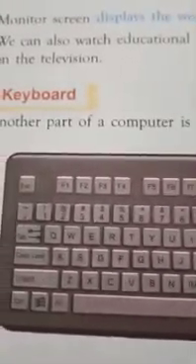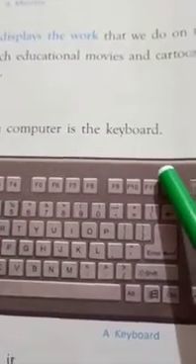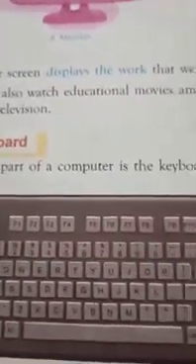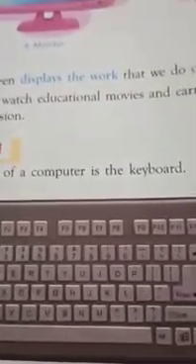The next part is the keyboard. As you all can see, the keyboard looks like this, and it has many keys. Another part of the computer is the keyboard. It has many keys on it. Each key has a mark on it, an alphabet, numbers, or symbols. So these are the number keys.